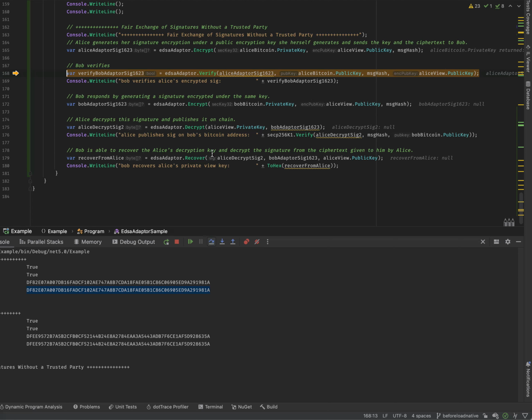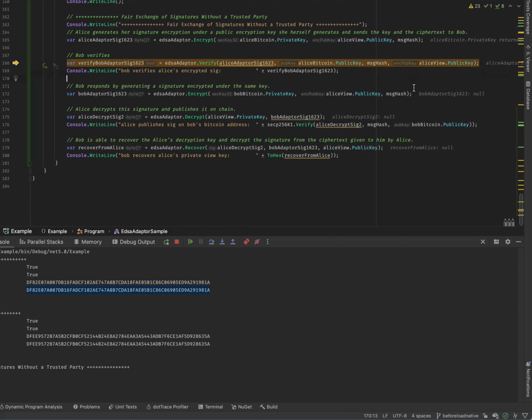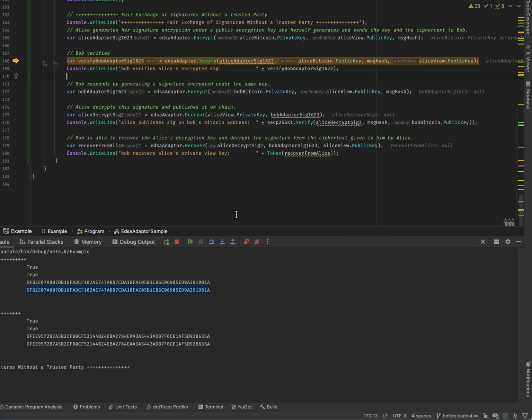Bob then verifies that this is correct. So we would say that the adapter signature that she produces from the encryption is in fact for the Bitcoin address that she's using as a secret key, and this is the key that she wants to leak, and it all verifies true if everything is correct in the protocol. So he verifies it, he says okay, it's true, then Bob will respond by generating a signature under the same key. This is very crucial, otherwise it's not going to work.